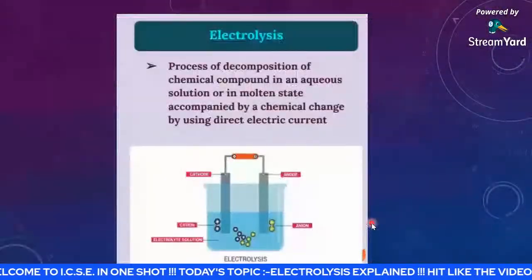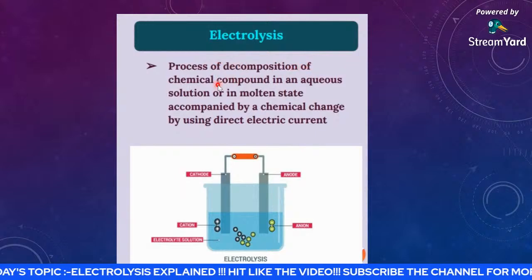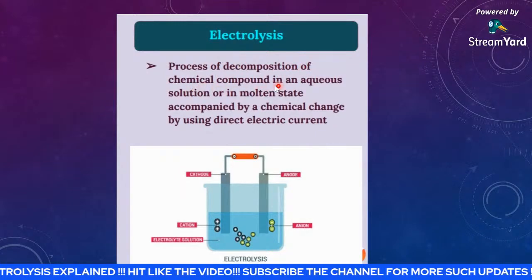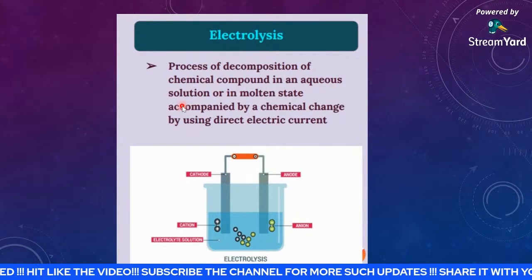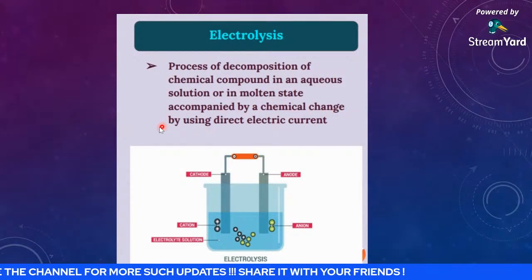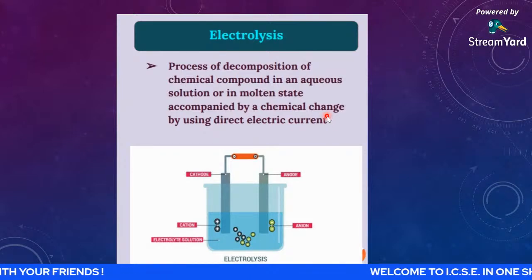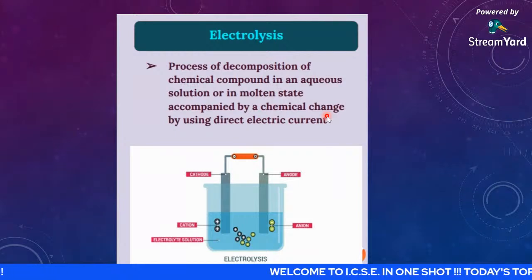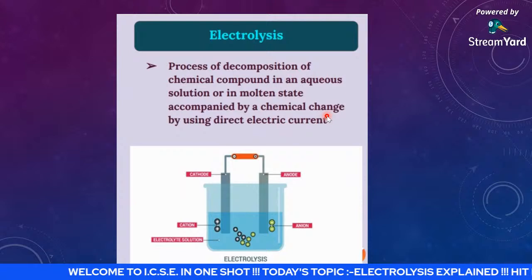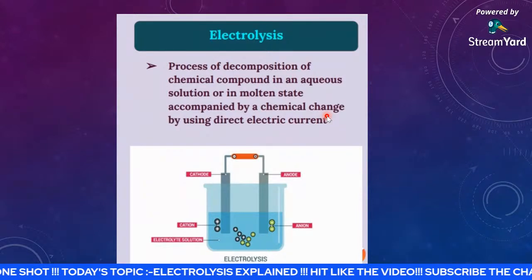Electrolysis is the process of decomposition of a chemical compound in an aqueous solution or in a molten state, accompanied by a chemical change by using direct electric current. As simple as that. Electrolysis is just the simple process of breaking down a chemical substance in the aqueous or molten state accompanied by a chemical change. And this is incomplete without the flow of electricity.